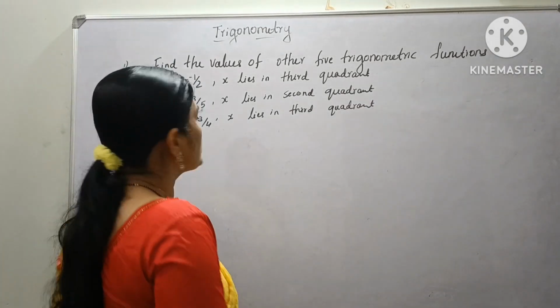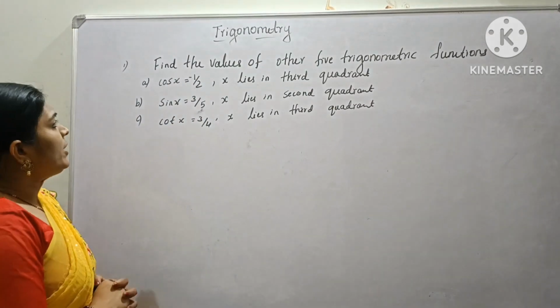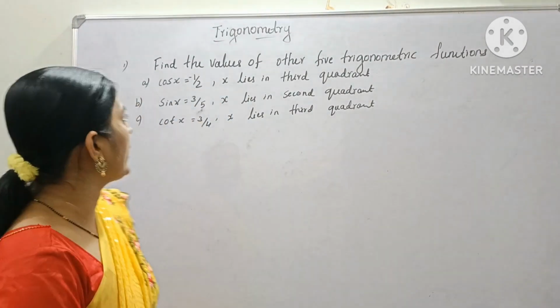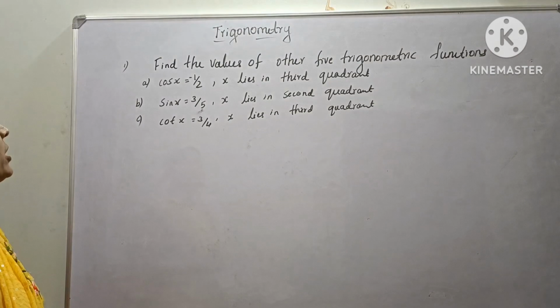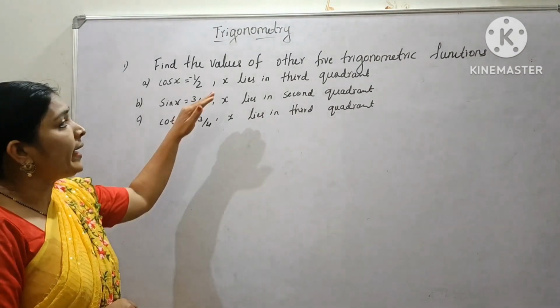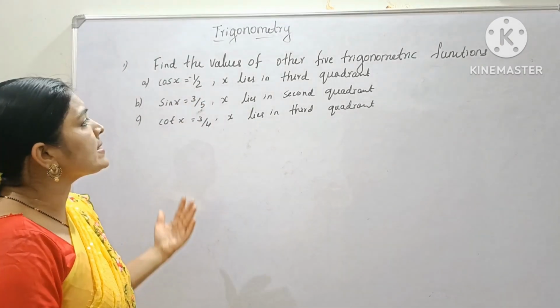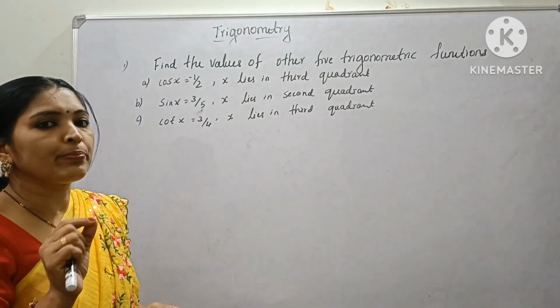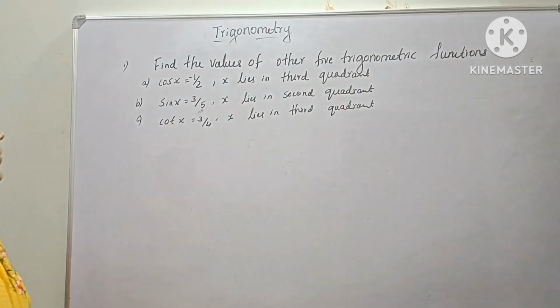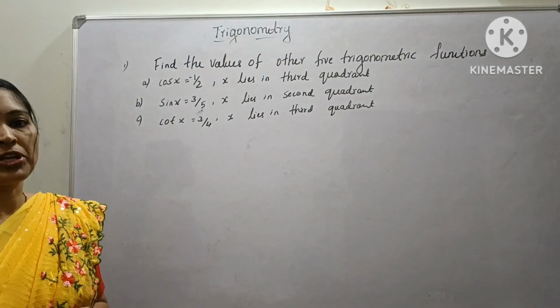Now let us go through some questions. Find the values of the other 5 trigonometric functions. Here one trigonometric function value is given: cos x is equal to minus 1 by 2, and it is mentioned that x lies in the third quadrant. That is important. Now let us find the other 5 trigonometric functions.